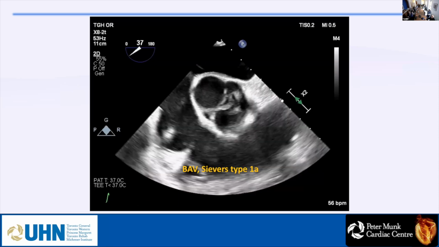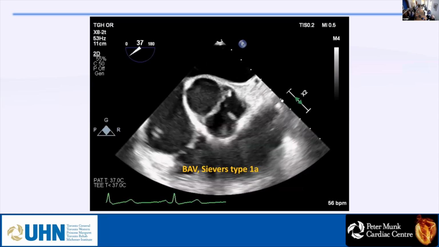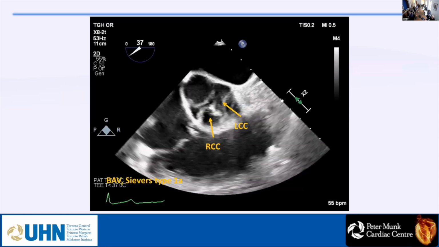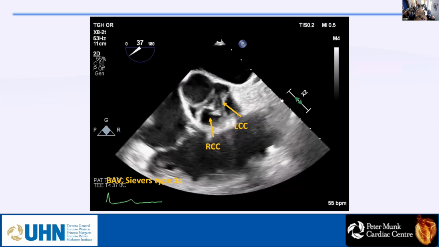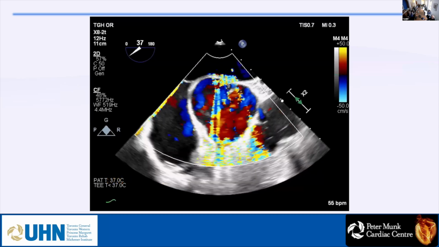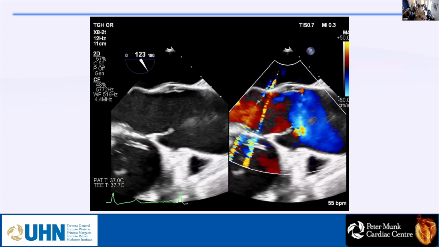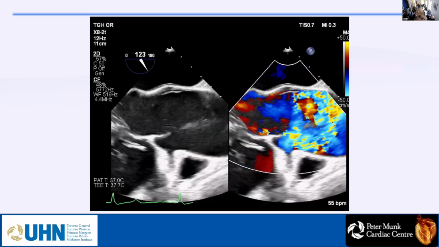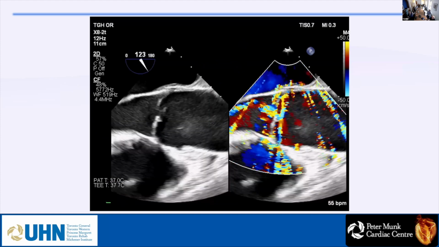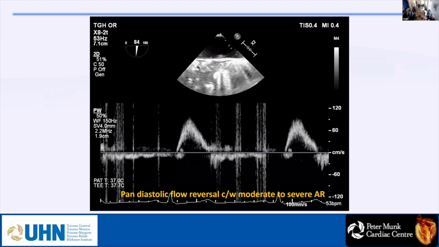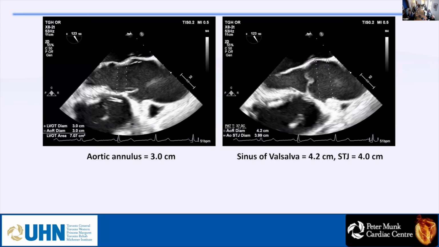This is a very common form of bicuspid, in Sievers classification. Usually the right has a prolapse. That's the reason that they will have an AI. So it's a severe AI. See here, these are all cuttings of the surgeon in the OR. You know, we have a complete video by the surgeon in the OR. It's a severe AI. And this is the annulus, sinus of Valsalva.